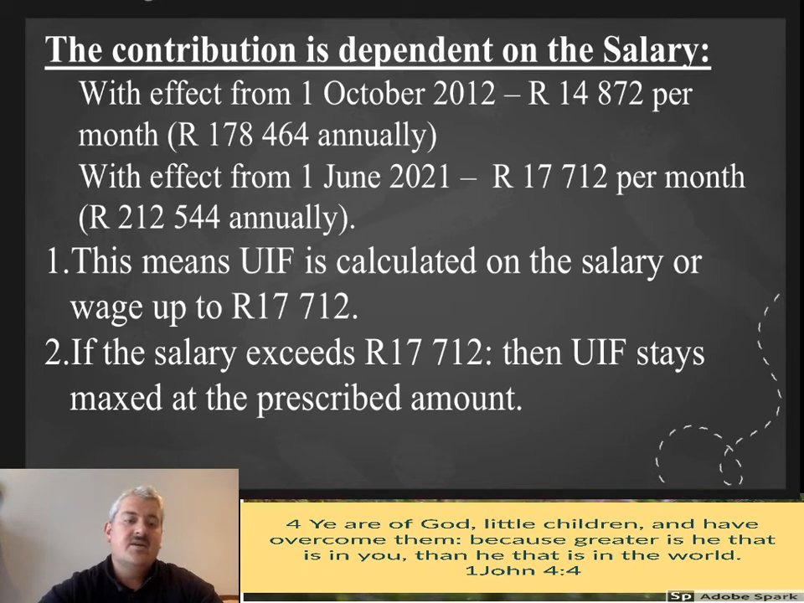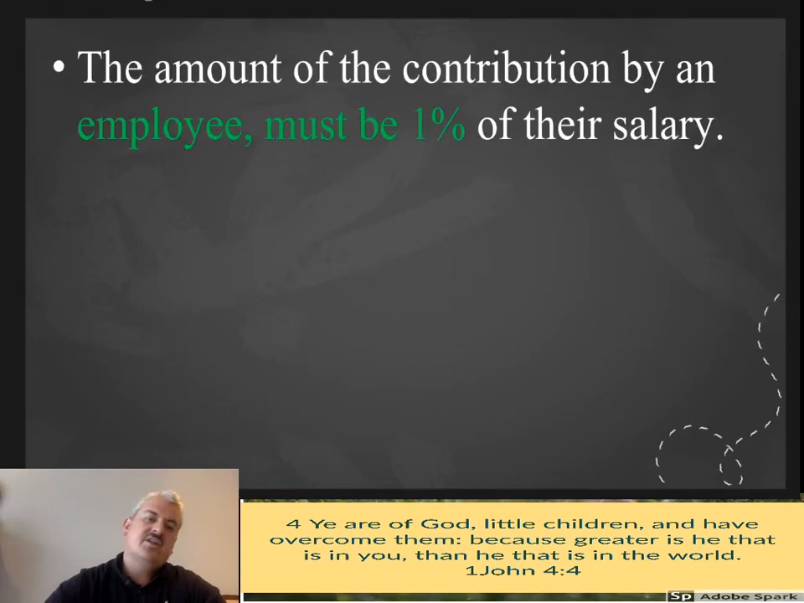As I said, UIF is calculated on the salary and wages up to 17,000. If the salary exceeds that 17,000, then UIF stays maxed at the prescribed amount. I hope this makes sense. So let me just quickly show you the formula then. It's very simple. As I said in the beginning, the amount of contribution by an employee must be 1% of your salary. Now, before we get into this, let's quickly do the gross and the net salary.